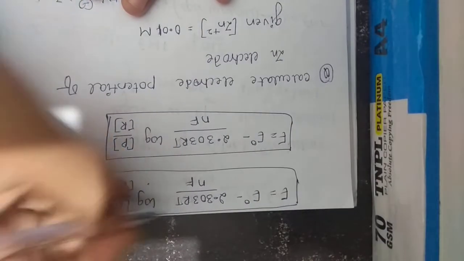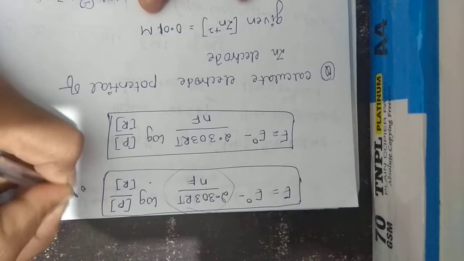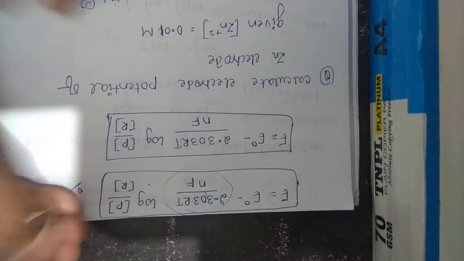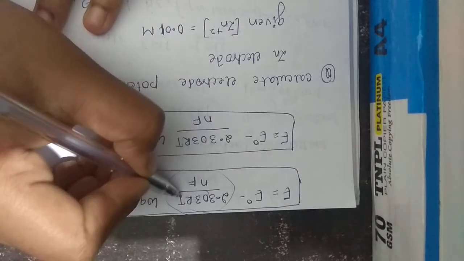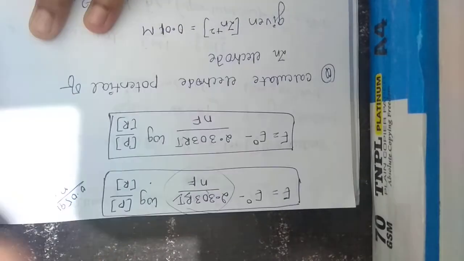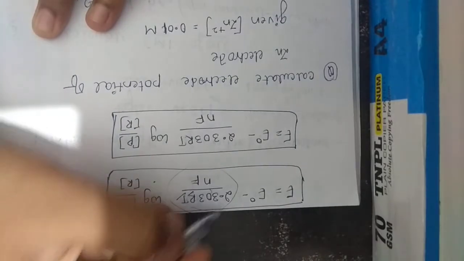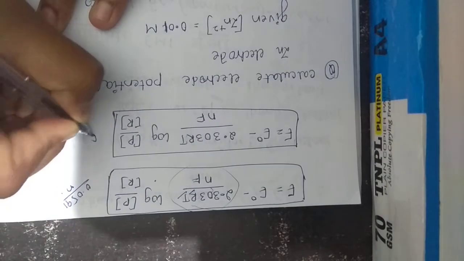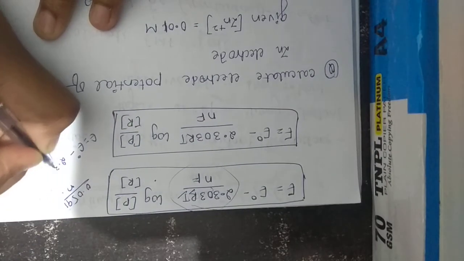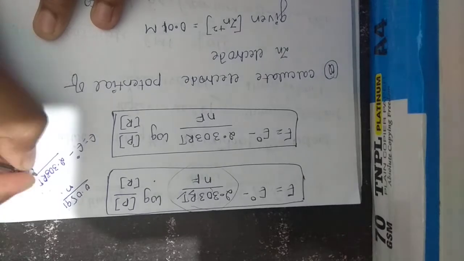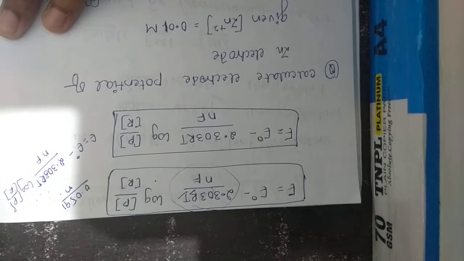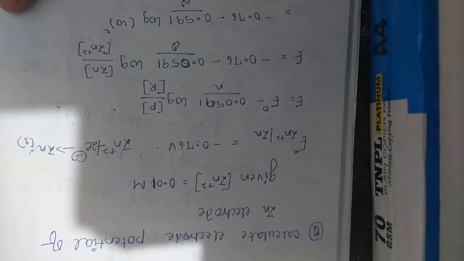Now let's move on. There is another formula in the same way. If we calculate this, we get 0.0591 by n. If they give a different temperature in the question, or if they tell us to consider R as something else except the gas constant value, then we can use this formula, that is E is equal to E0 minus 2.303 RT by nF log products by reactants. Okay, remember this formula too.